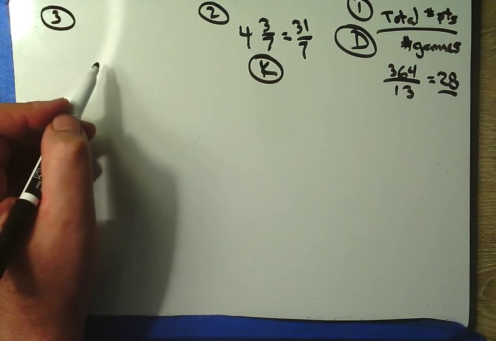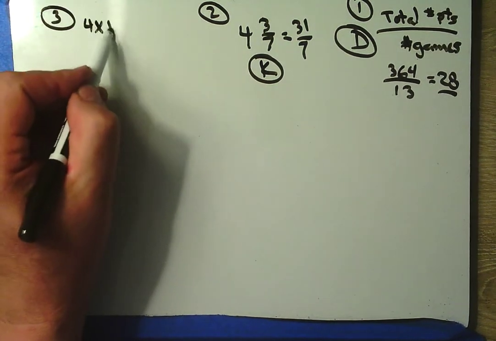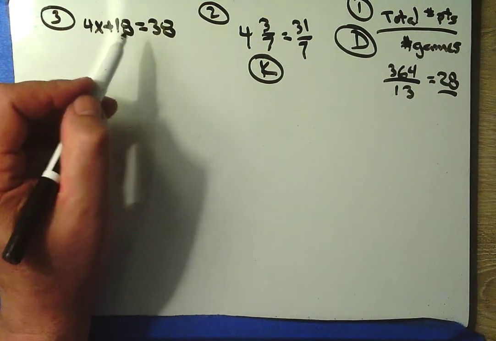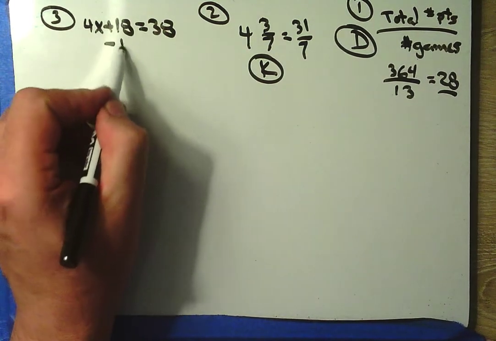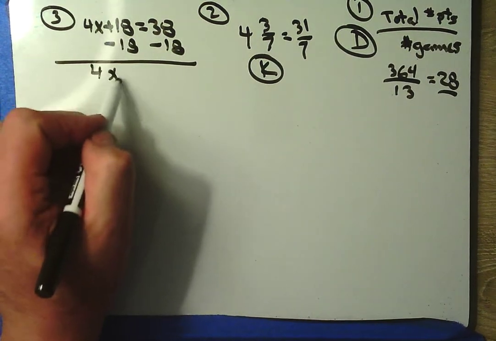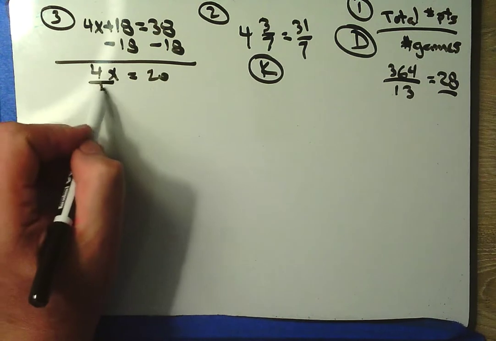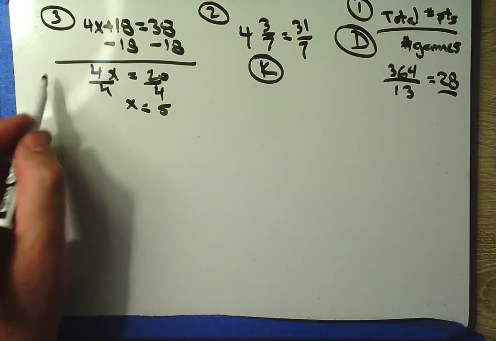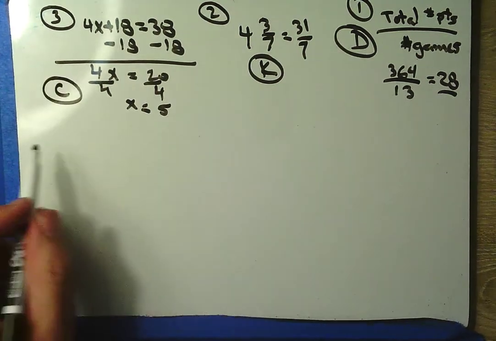Number 3. If 4x plus 18 equals 38, then x equals, okay, well, let's subtract 18. And we get 4x equals 20, and we'll divide by 4. And we'll get x equals 5, and that corresponds with choice C.